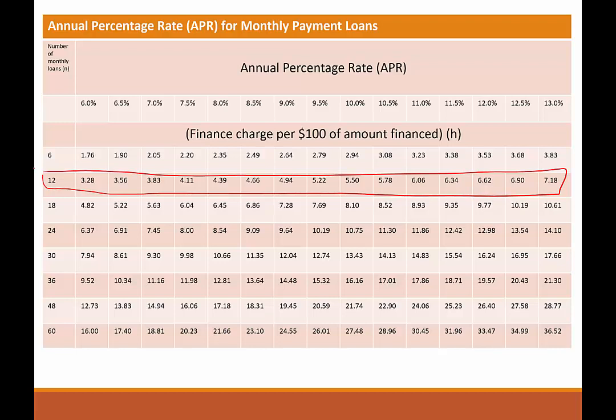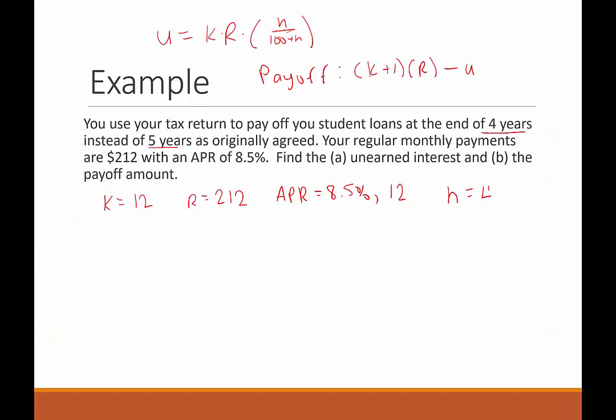And it was an APR of 8.5%, so we're looking here, and where do these intersect? An H value of 4.66. So that's the H value that we're going to use here, 4.66. Now we're ready to calculate the unearned interest.